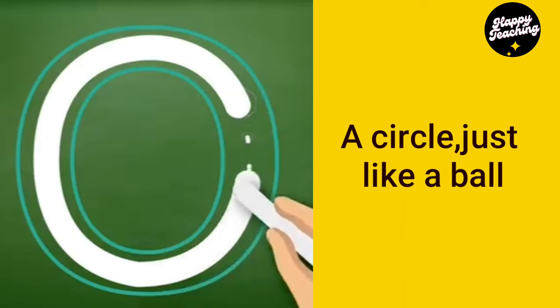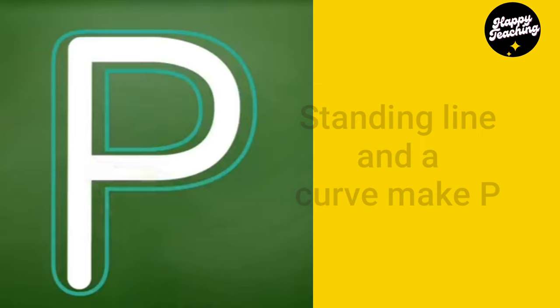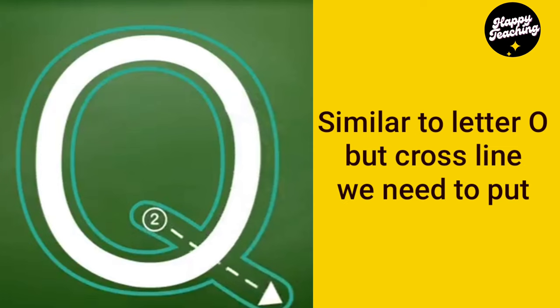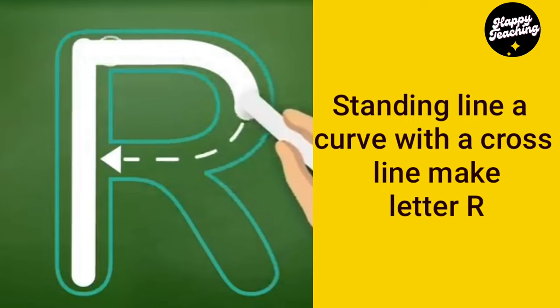Standing line and a curve makes P. Now we are going to write letter Q. Similar to O, but just a cross line we need to put. Let's write letter R. Standing line, a curve with a cross line makes R.